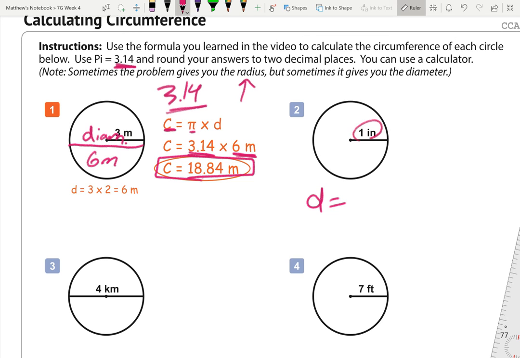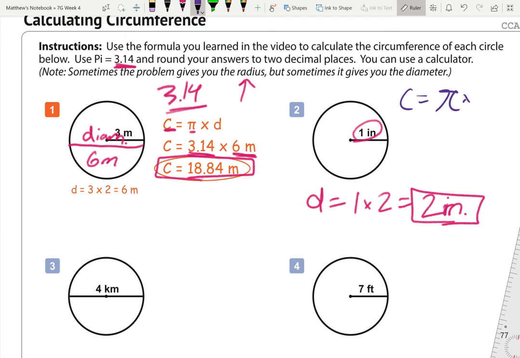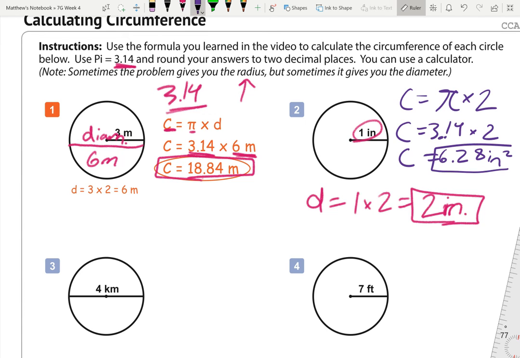Diameter equals 1 multiplied by 2, because we're going to double it. That gives us 2 inches for our diameter here. And now we need to plug that into our formula of the circumference equals pi multiplied by our diameter of 2. And so that's going to be 3.14 multiplied by our diameter of 2. And that's going to give us, let's see, 2 times 3 gives us 6. 2 times 14 gives us 28. So it's going to be 6.28. And that's going to be inches squared because we're talking about area here.